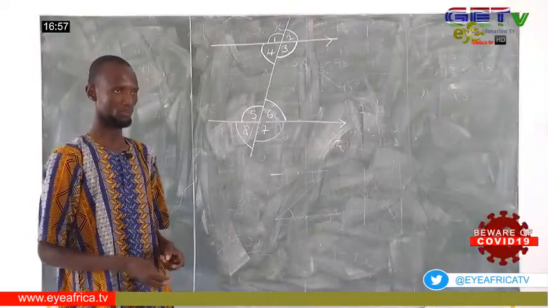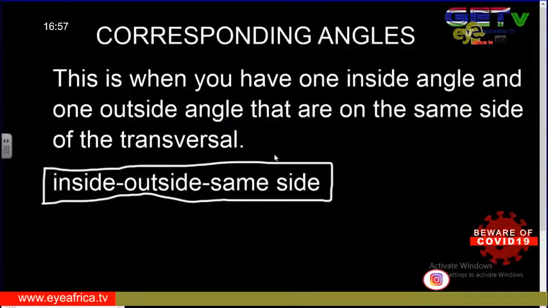So moving along, we look at what we call corresponding angles. Now, this is when you have one inside angle and one outside angle that are on the same side of the transversal. All right? This time, one of the angles is inside, the other is outside, but they are on the same side of the transversal. That gives you corresponding angles, all right?